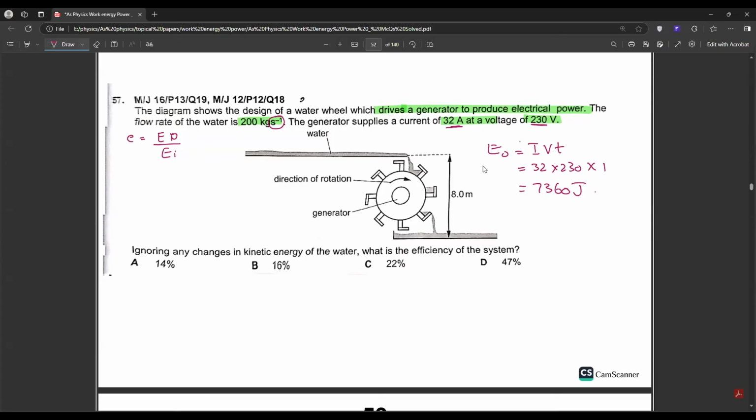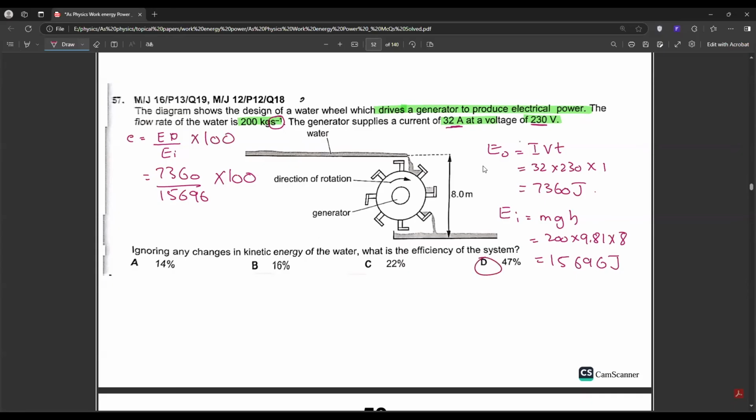Okay. What will be your energy input? Energy input will be the change in gravitational potential energy, mgh. Your mass is 200. Your gravitational field strength is 9.81. Your height is 8. 200 into 9.81 into 8. What does this come out to be? 15696 joules. Can you calculate the efficiency? Yes. 7360 divided by 15696 into 100%. Since you have to calculate it in percentages, your answer comes out to be 47%.